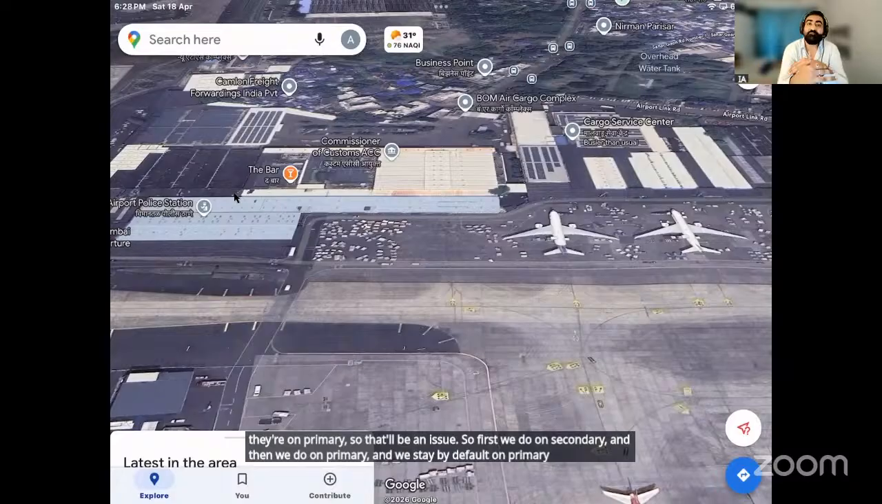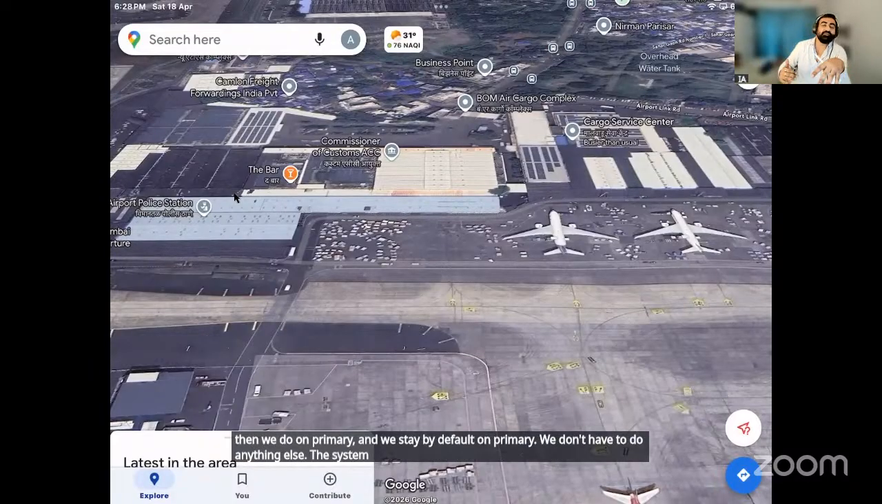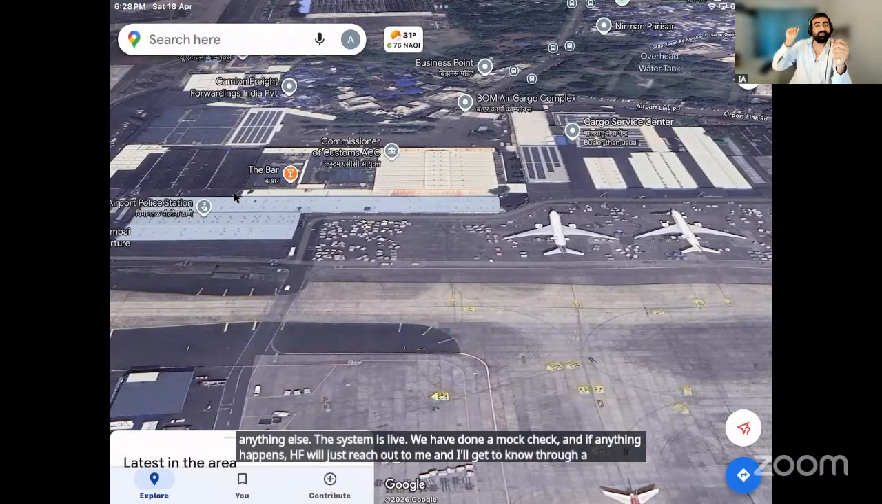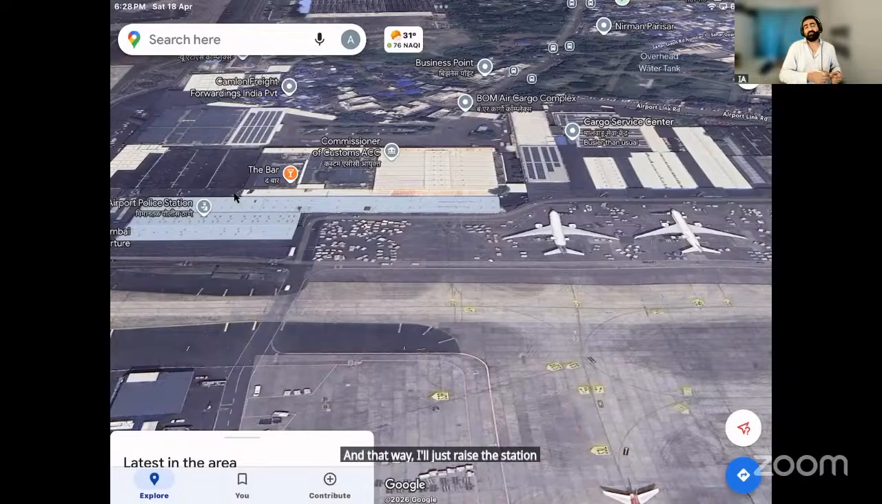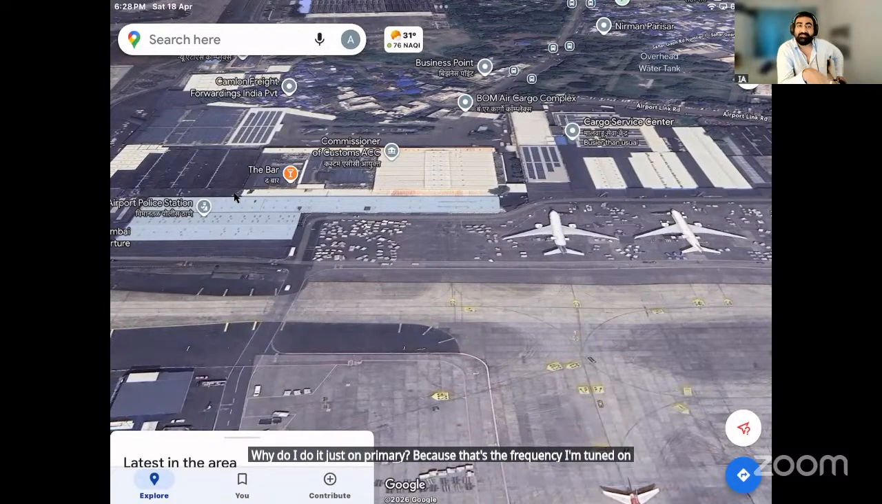We don't have to do anything else. The system is live. We have done a mock check. And if anything happens, HF will just reach out to me and I'll get to know through a beep or a light. And that way I'll just raise the station. Mumbai Radio, Victor Tango Alpha Bravo Charlie. Now, when I am in airborne Selcal check, why do I do it just on primary? Because that's the frequency I'm tuned on. That's it, nothing else.